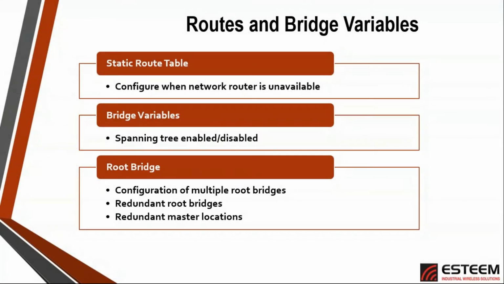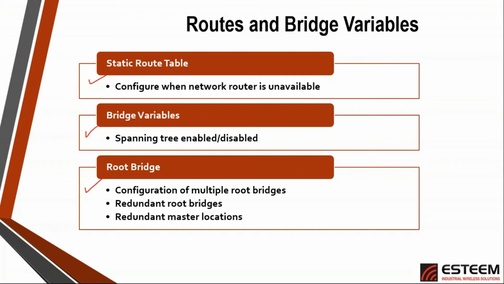The bridge and route variables. We showed you where the static route tables are set, the bridging variables. The one thing that I will jump back to real quick is once we get into the bridge variables, there's two things that we're going to look at. First, we're going to take a look at where spanning tree is turned on and off. And the next thing is if you have multiple route bridges.